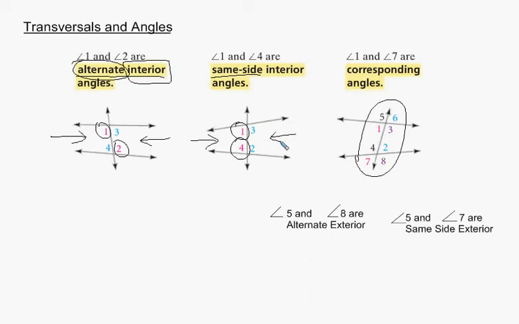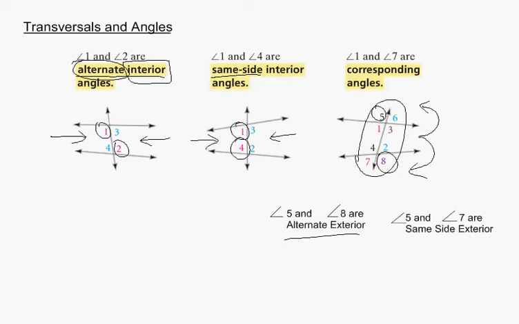I'll get to corresponding in a minute. First, I'm going to talk about alternate exterior. Like alternate interior angles, alternate exterior angles like 5 and 8 are on different sides of the transversal. But they're not between the two lines that the transversal crosses. They're outside. They're each outside. And so we call them alternate exterior. And likewise, 5 and 7 are on the same side of the transversal, but they are also exterior. So same side exterior. We have alternate interior, same side interior, alternate exterior, and same side exterior. And then we have corresponding angles.